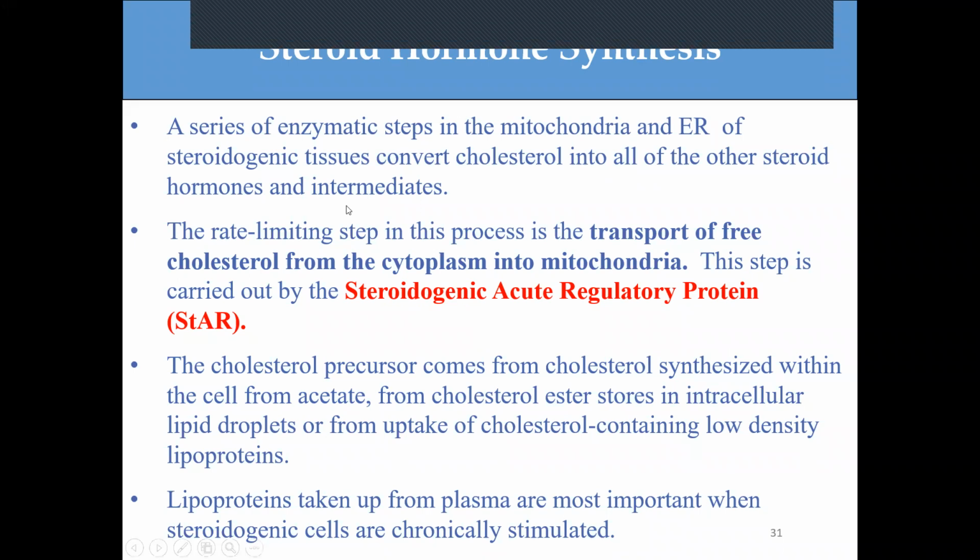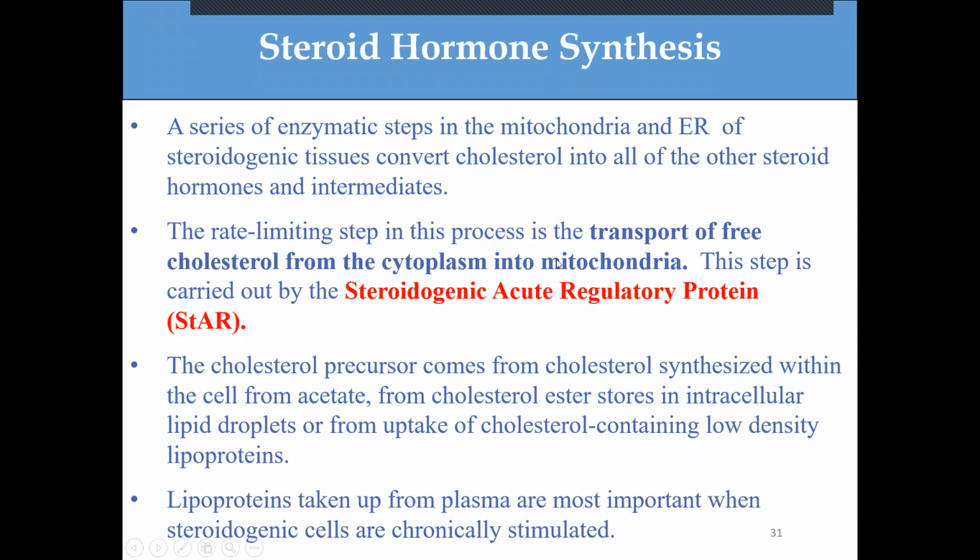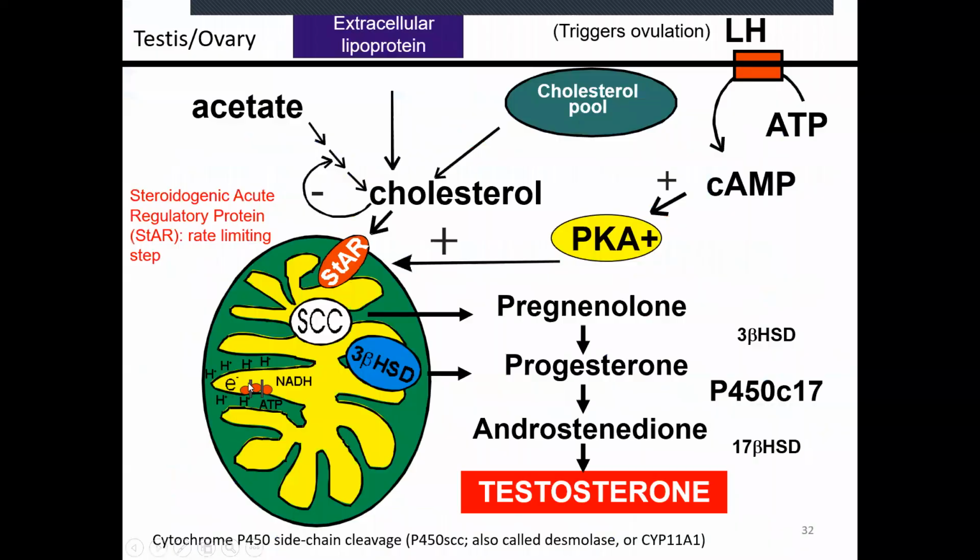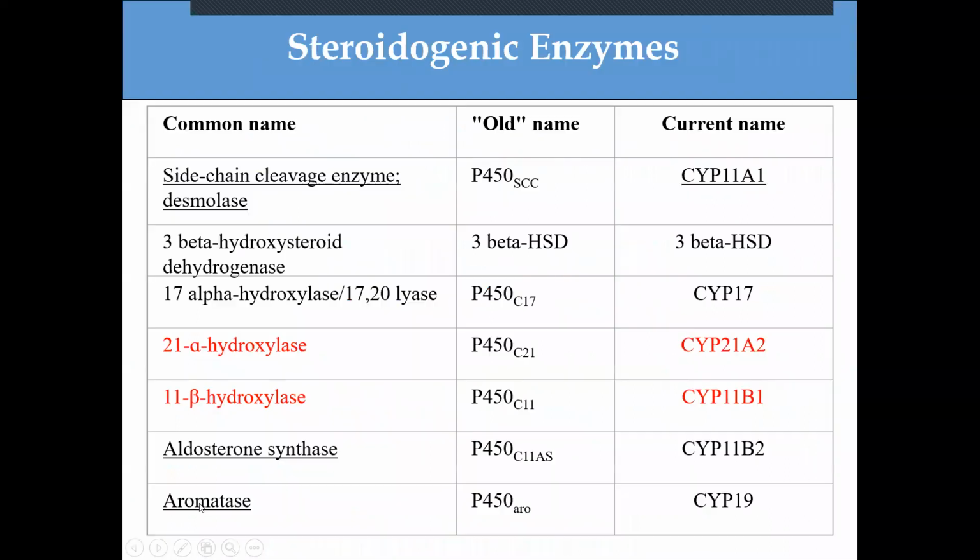So the rate limiting step of steroid hormone synthesis is moving the cholesterol into the mitochondria. Okay? The way this happens is through this protein, the star protein. And so what you're going to do is make cholesterol inside the cell or outside the cell, like you might take it in from outside, and then it's going to be moved into the mitochondria by the star protein, and then from there you can make the hormone. The key thing that the doctor wants you to focus on from this graph is just the star protein over here, which is going to move everything into the cell.